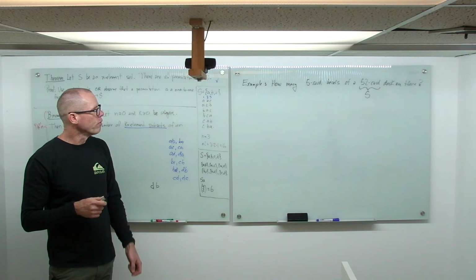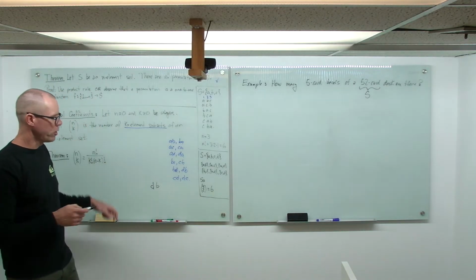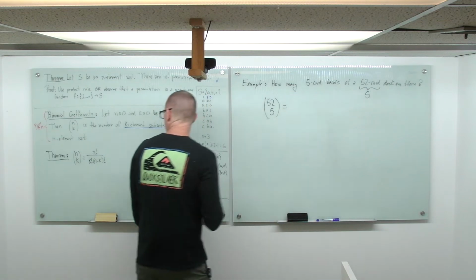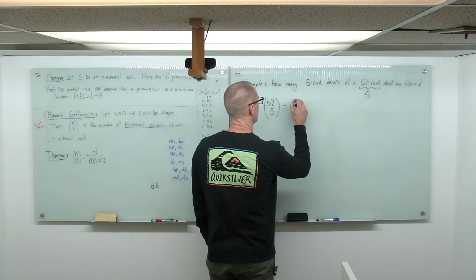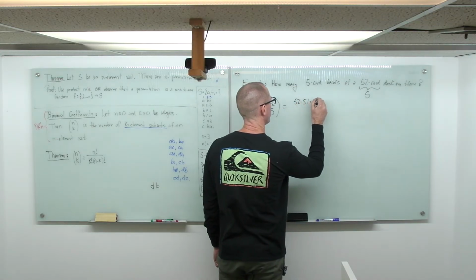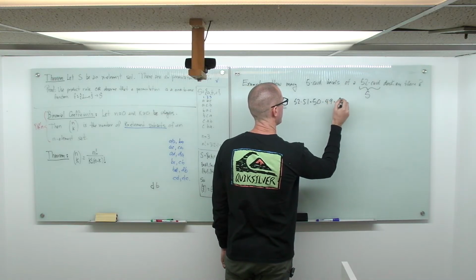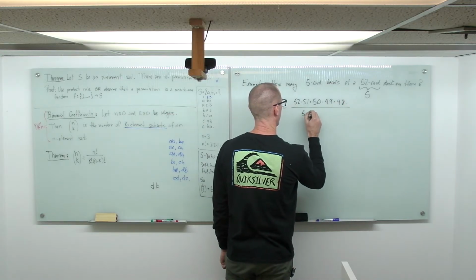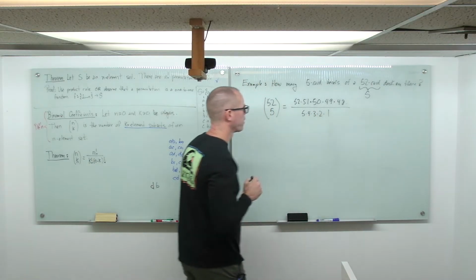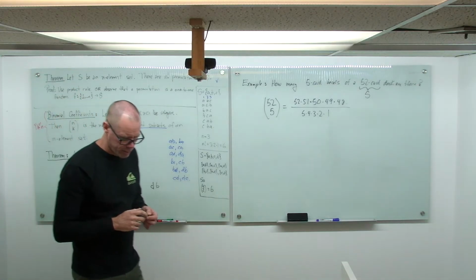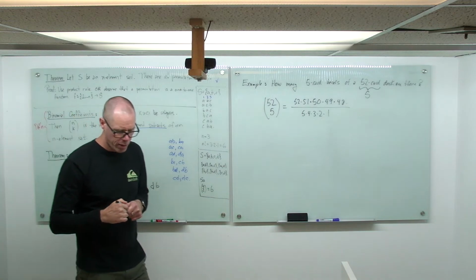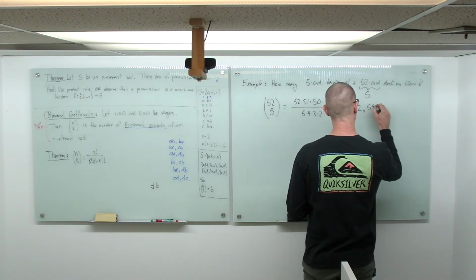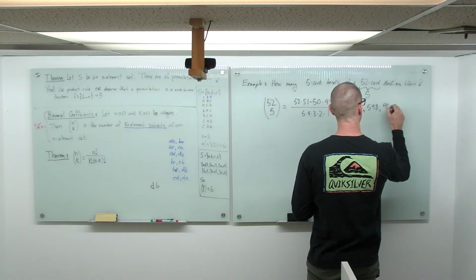What's the number of different five-card hands? Well, just by definition, the answer is 52 choose 5. And by this formula, that's 52 times 51 times 50 times 49 times 48 divided by 5 times 4 times 3 times 2 times 1. So that's the number of 5-card hands of a deck of cards. And just so you have a feel for it, that is about 2,598,960.